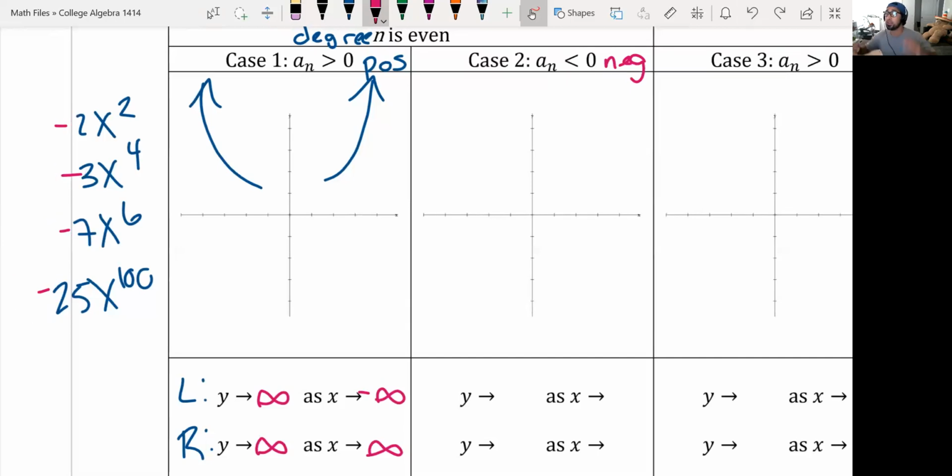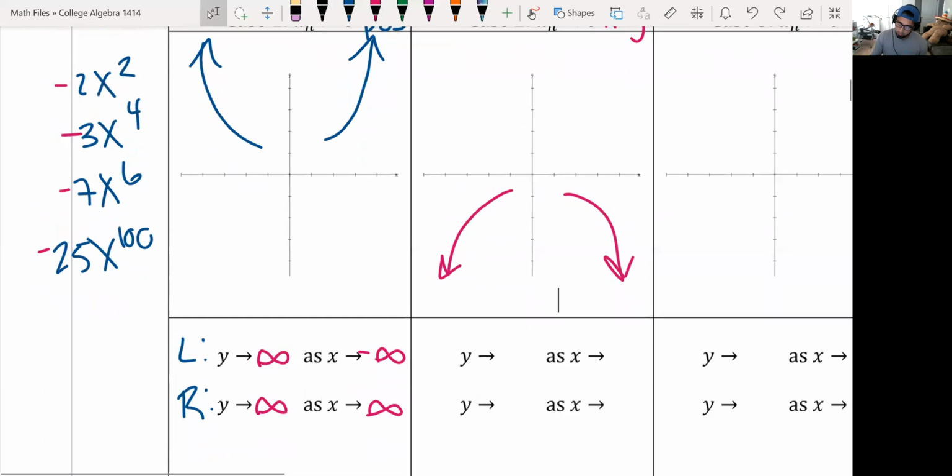It will flip it over the x-axis. Meaning that for case 2, if you have an even degree and negative leading coefficient, your graph will open down. And once again, we don't connect them because we have no idea what's going on between the ends, between the tails. We'll figure that out later in these notes.